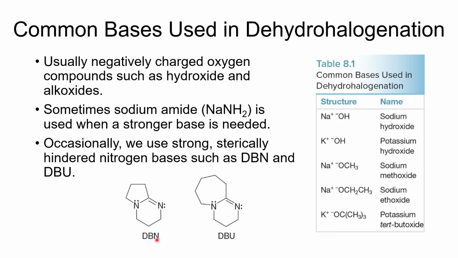The N is for nonane. If you look, there are 9 atoms in that ring, including the 2 nitrogens, so 7 carbons and 2 nitrogens, so that one's nonane, and this one's undecane. So the DBN has 9 total atoms in the rings, and the DBU has 11. So that's the difference. We're going to talk about those a little bit later when we talk about the different mechanisms for elimination.